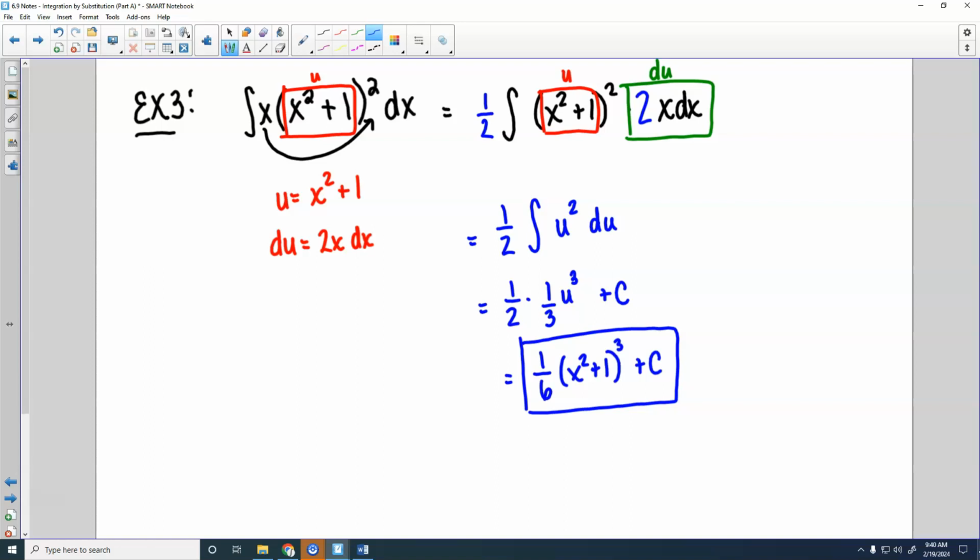It's not that hard to expand this and integrate it using just the power rule, because this is not that difficult to expand, but all the answer choices are going to look like this. And what is difficult is to take whatever you get when you do that and factor it back to this. So you definitely want to use your u substitution for these problems.